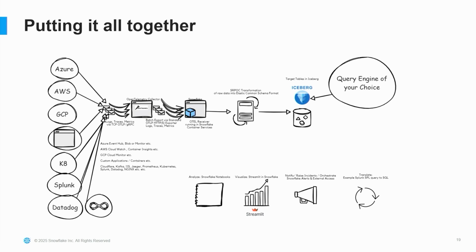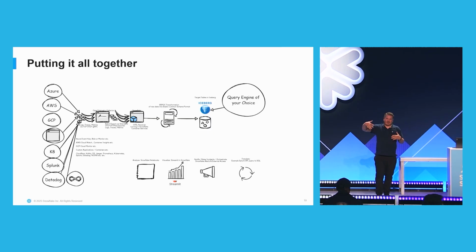Basically, what I put together is an OpenTelemetry receiver running in Snowflake container services, and then all the other services, right? Azure, AWS, GCP, Kubernetes services, Splunk, Datadog, and what have you. Most of them already support OpenTelemetry or Prometheus or Jaeger natively. You can send this to an OpenTelemetry collector, batch it and send it to an OpenTelemetry receiver in Snowflake, and just ingest it there, transforming it into any schema you like.